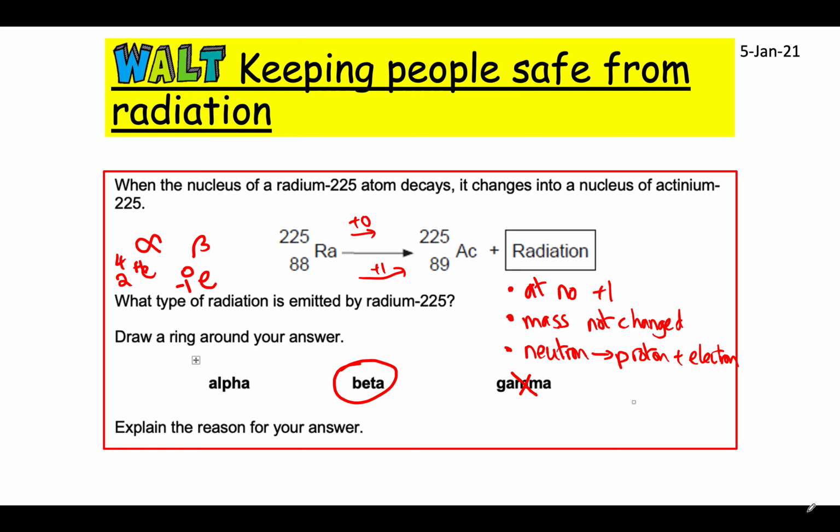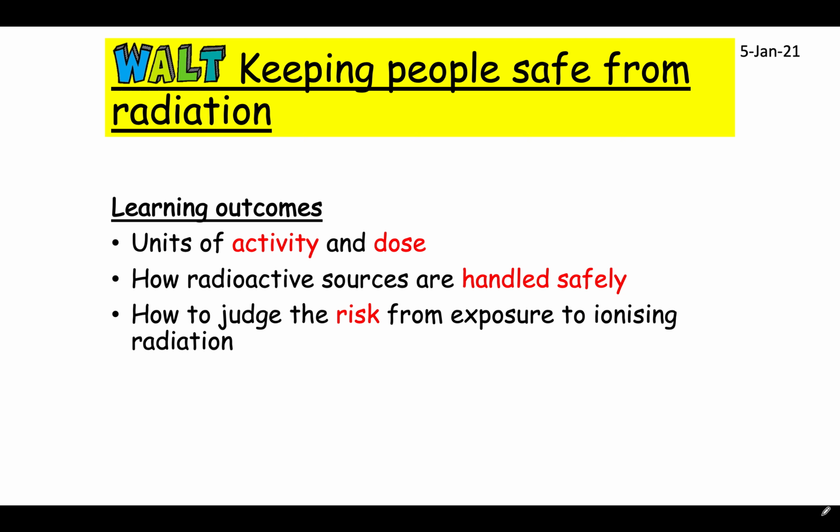Let's get on to what we're going to look at in the main part of this lesson. So we're going to look at the units of activity and dose, and we're going to think about how radioactive sources are handled safely, and then how we judge risk from the exposure to ionising radiation. We've covered some of these aspects before. What we haven't really looked at is what we mean by dose and risk.